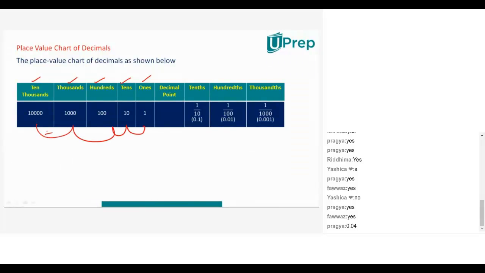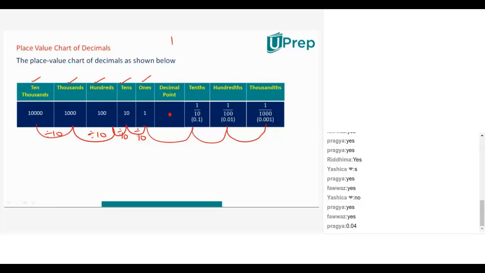Then we have something called a decimal point over here. I am still dividing it by 10. 1 is again divided by 10. 1 by 10 is divided by 10, I get 1 by 100. 1 by 100 is again divided by 10, I get 1 by 1000. This is nothing else but the place value chart.